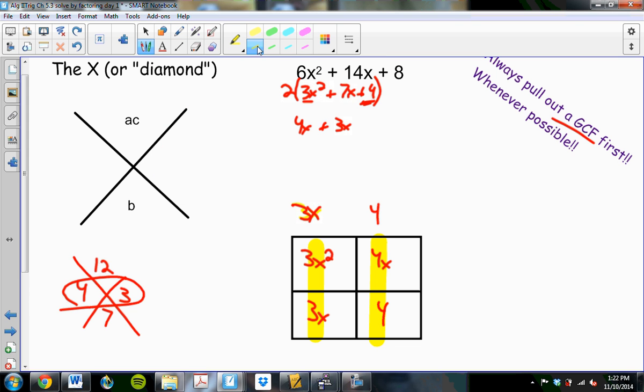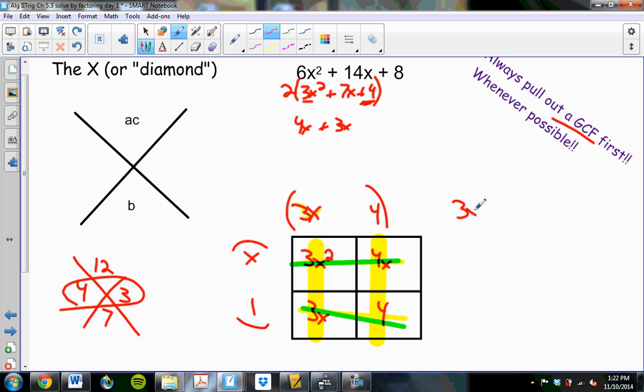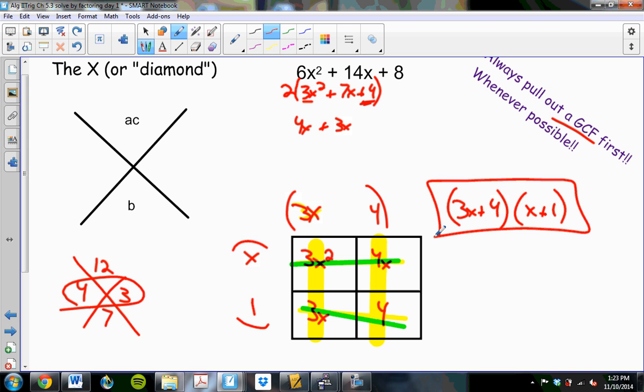Then I'm going to factor this way. From the first column here, I can pull out just an x, and here I can pull out just a 1, and these become my parentheses. It kind of looks funny, but it becomes 3x plus 4, x plus 1. That is now factored. I didn't solve this one, but it is now factored.